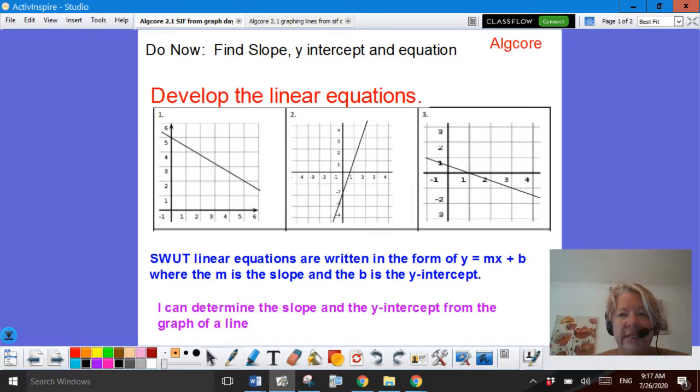All right, we're going to continue with finding and developing the linear equation from graphs today, just like we were doing yesterday. So remember, there are four types of slopes. We have positive, which is going up to the right. We have negative, which is going down to the right. We have horizontal, which is zero slope, and we have vertical, which is undefined. So we have those four different kinds of slope.